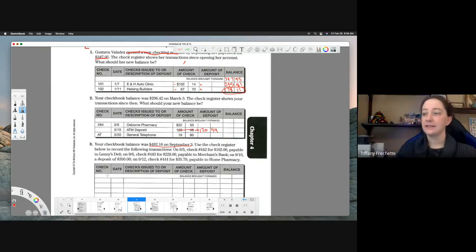$492 and 16 cents. And then you write in the rest for each one. They tell you on September 5th, you wrote check number 442 for this amount, and it's payable to Lenny's Deli. All right, so you fill this out, subtract that check from the balance, write a new balance in. And you're just going line by line on that one. So not too terribly crazy for this one.